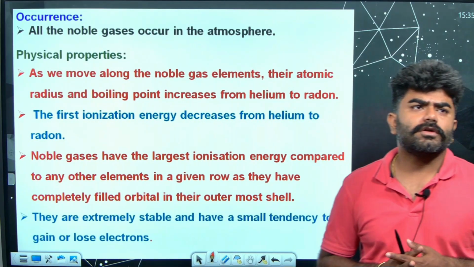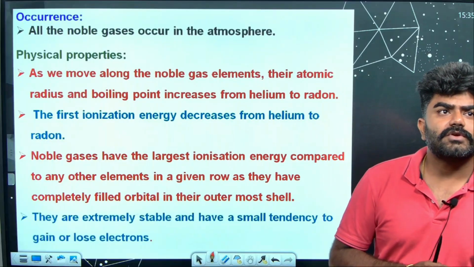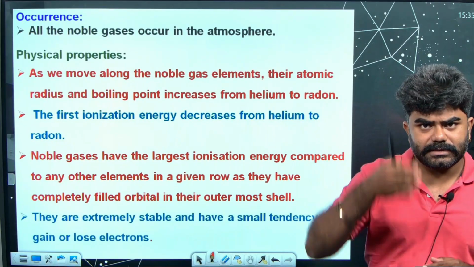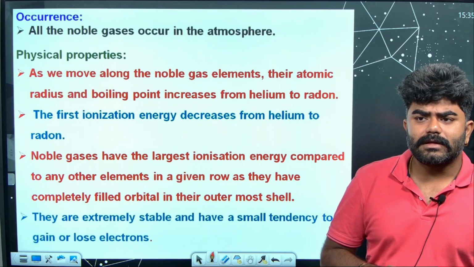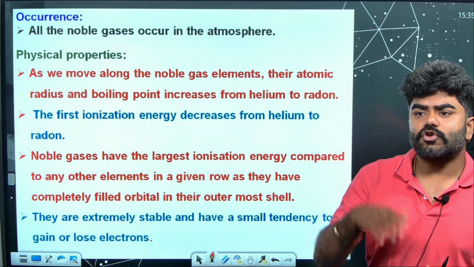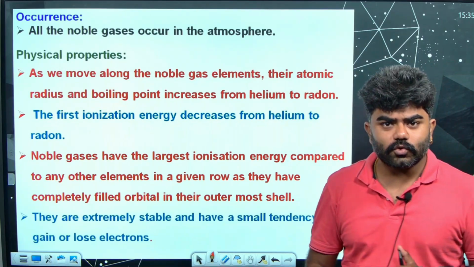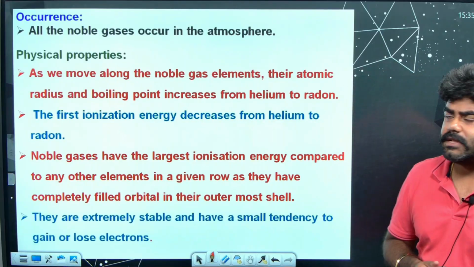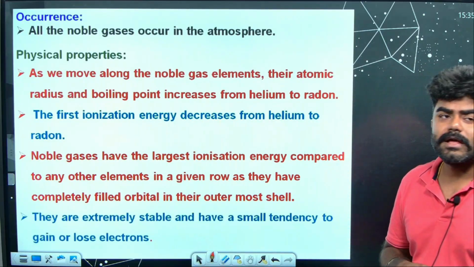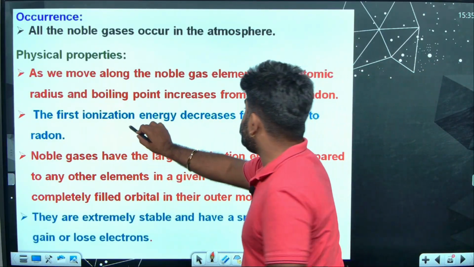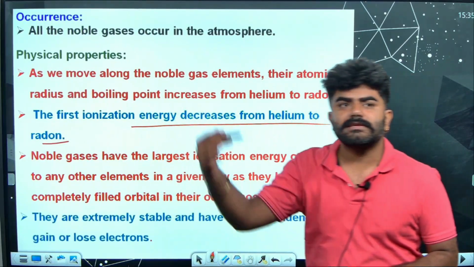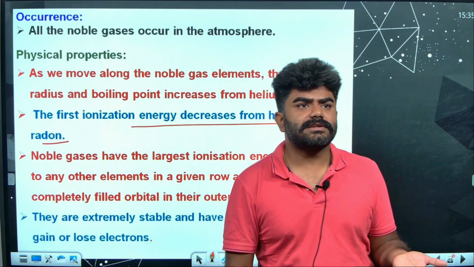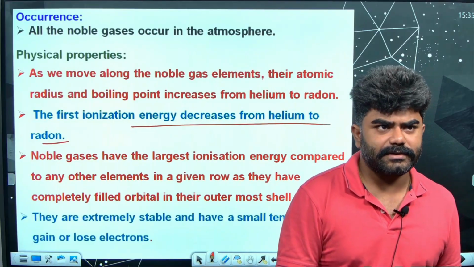And talking about the physical properties, if you go down the 18th group, you see that the atomic radius or atomic size increases as usual, that is from helium to radon, and you see the first ionization enthalpy decreases from helium to radon. Why does it decrease? Because atomic size increases, so the first ionization energy decreases.